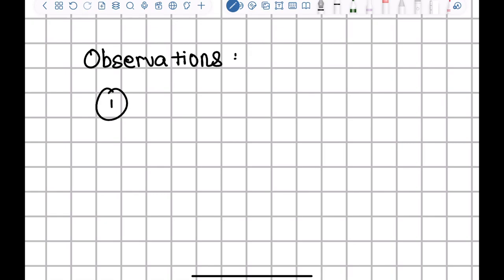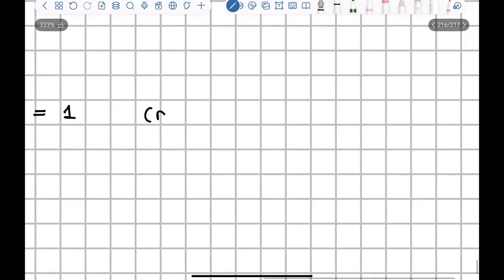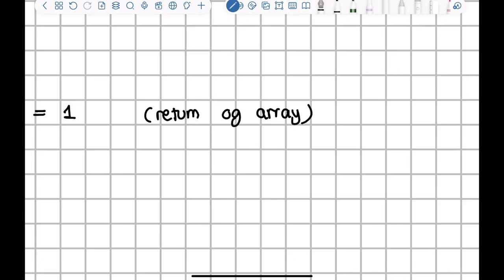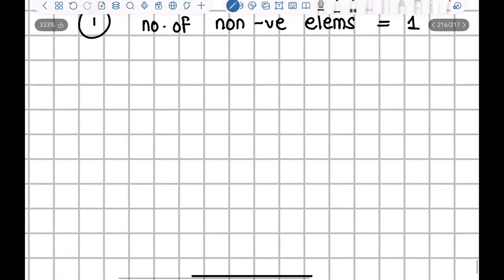My first observation was if number of non-negative elements equal 1, return OG array. Return original array, right? Because there is no place for it to rotate, right? There is no place for it to go somewhere, so it just keeps on rotating in itself. So we return the OG array.